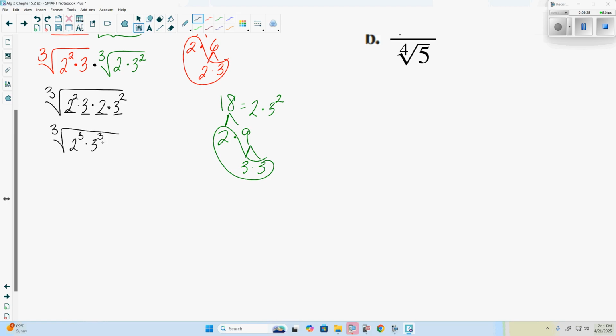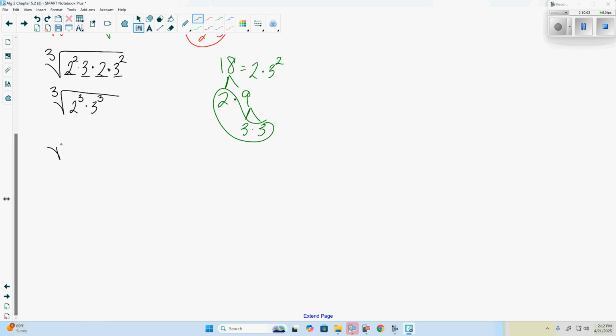Now I can take the cubed root of 2 cubed, and I can take the cubed root of 3 cubed, because we have enough to take the cubed root. We kind of see how that works. It ends up being in and of themselves. I can't take the cubed root of 12. I can't take the cubed root of 18. But the cubed root of 12 times the cubed root of 18, I can take the cubed root of it.